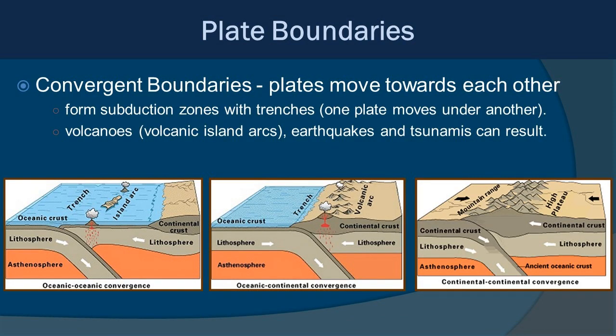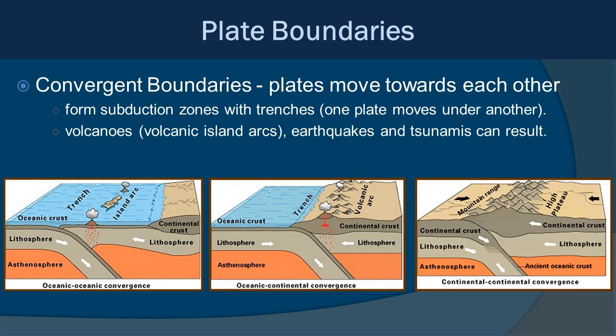Now we're going to take a look at the three different types of plate boundaries. We'll start with the convergent boundary, where the plates move towards each other. There are actually three different types of convergent boundaries we can have: where two oceanic plates come together, where an ocean plate and a continental plate come together, and where two continental plates ram into each other. Either way, you're going to get earthquakes and you're going to get volcanoes. And in the case of the continent-continent collision, you're going to get a massive mountain range.